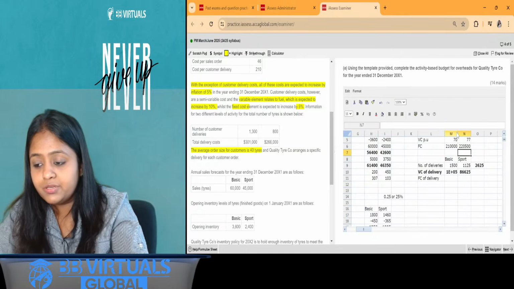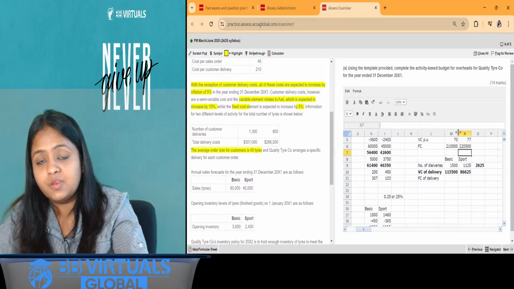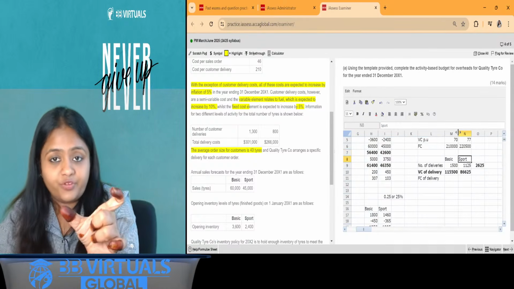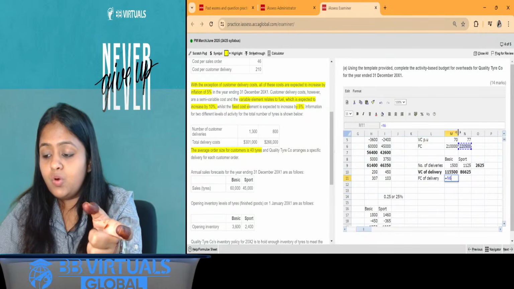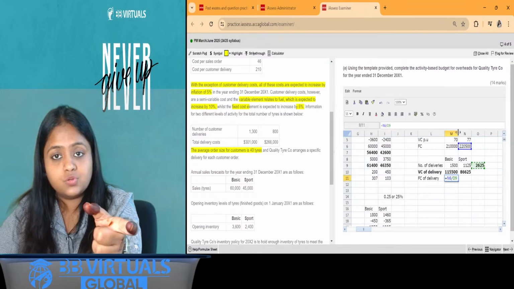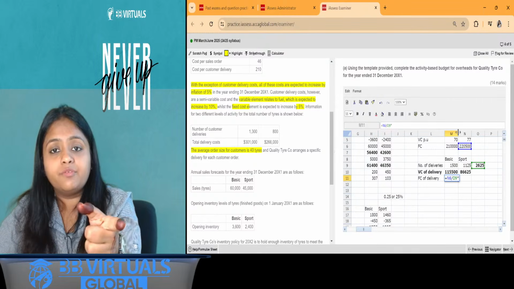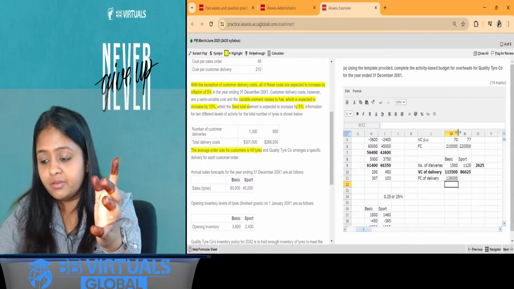So how will you do it? If 22500 is the total fixed cost, how much is the cost for basic? So how will we calculate this? 22500 divided by total deliveries 2625, multiplied by the delivery for basic, 1500.